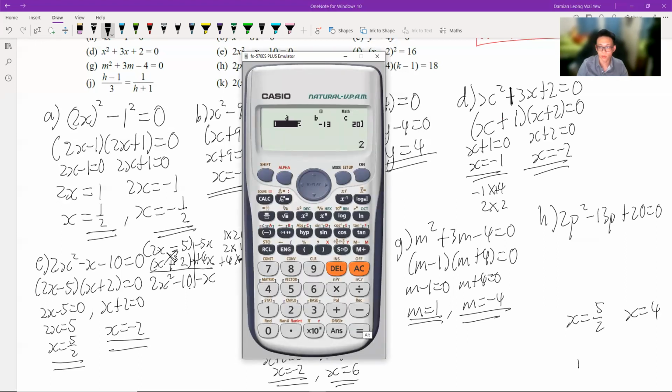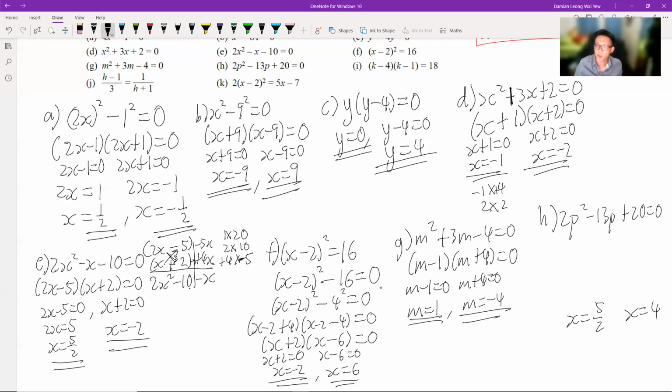Okay, 4 and 5/2. So what we do is we make it equals 0. Okay, but get rid of fraction. Divide 2, opposite is times 2. So 2x equals 5. Positive 5, opposite minus 5. So 2x minus 5 equals 0. First bracket, 2x minus 5. The other bracket, 4 bring over, positive, opposite minus. X minus 4 equals 0. So here must be x minus 4. The whole thing equals 0. And that's how we solve using a calculator.